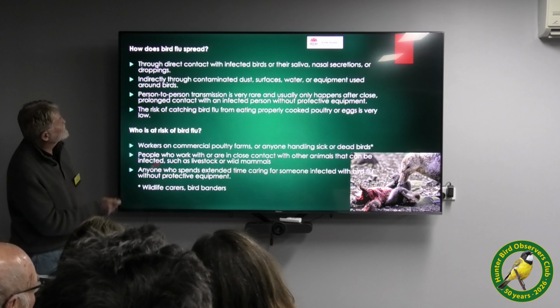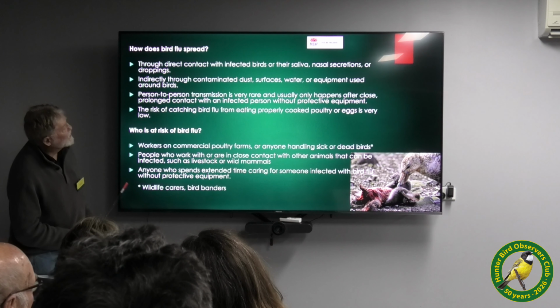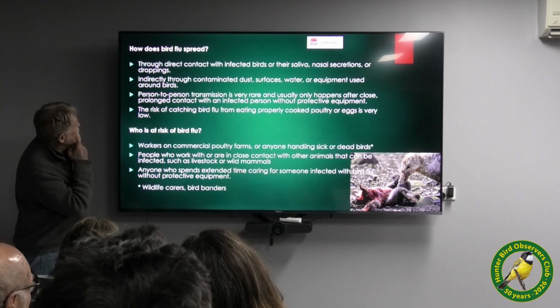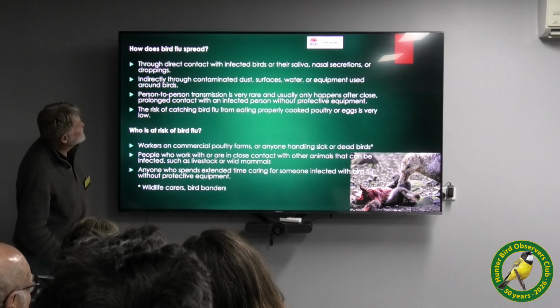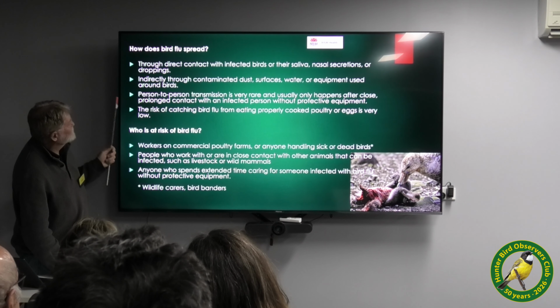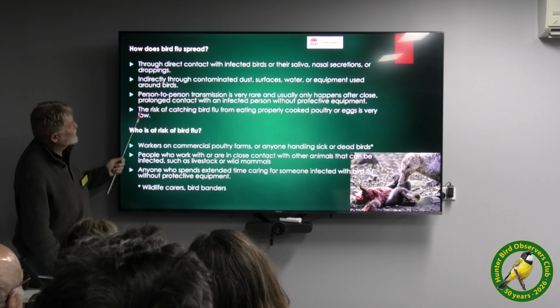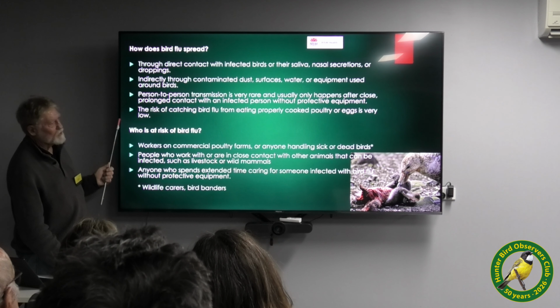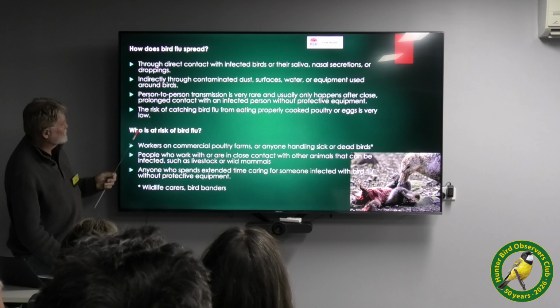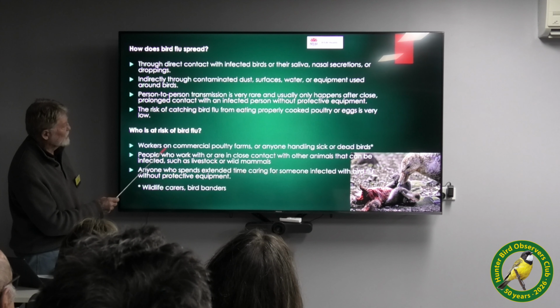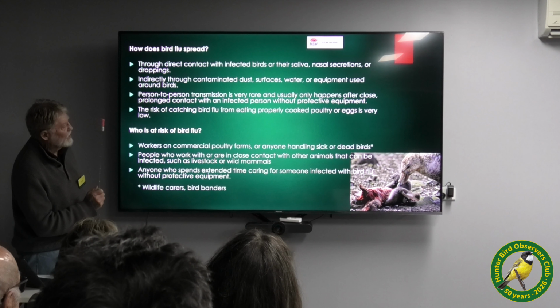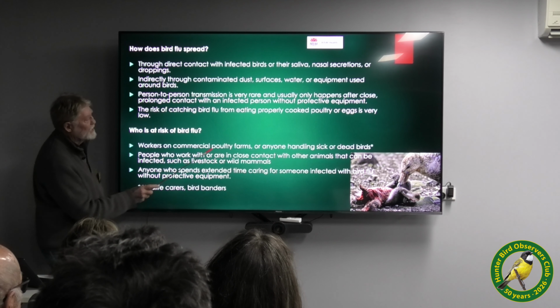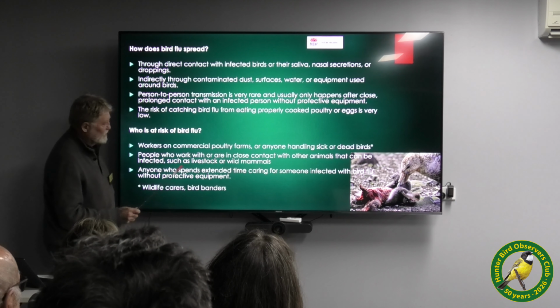How's it spread? Through direct contact, saliva, nasal secretions, droppings, indirect through contaminated dust, surfaces, water, equipment. Person-to-person transmission, very rare. Risk of catching bird flu from eating poultry products, extremely low. Who's at risk of bird flu? Workers in commercial poultry farms, and anyone who's handling sick or dead birds.